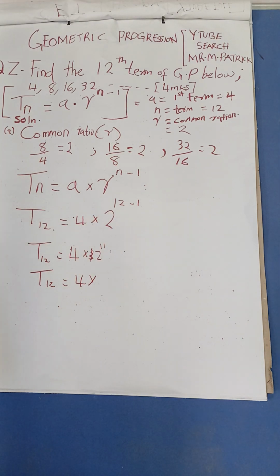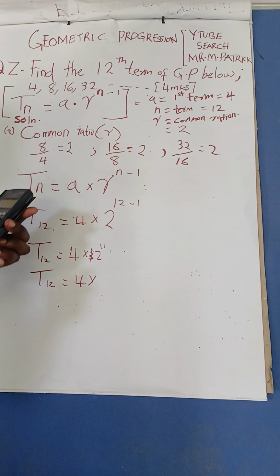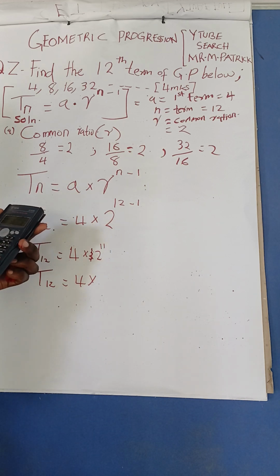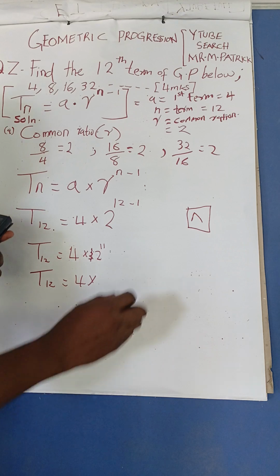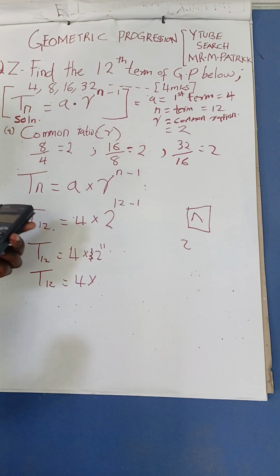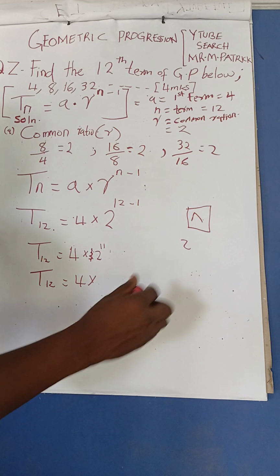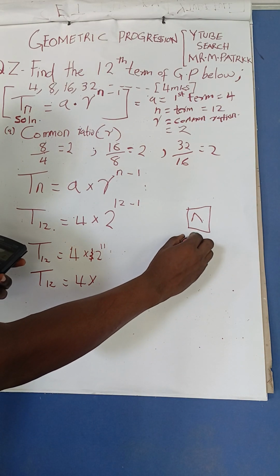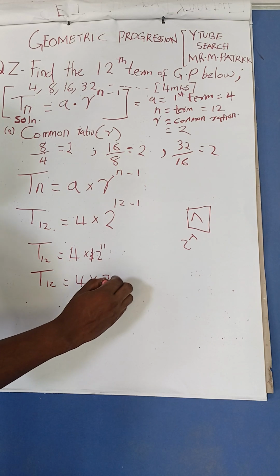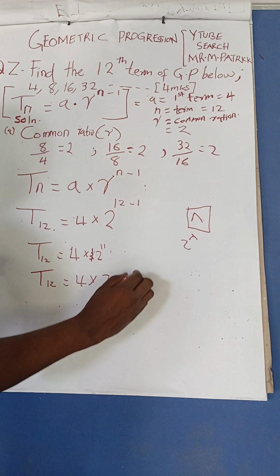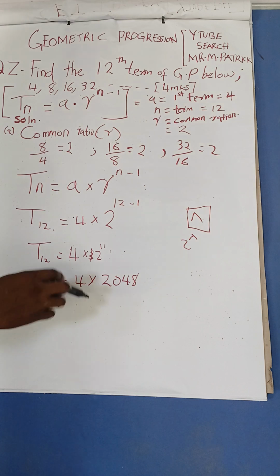Let me use my calculator. You can find a scientific calculator like me. You guys get your scientific calculator too. You have a key on the calculator like this. You just write 2, then press that one, then write 11. So I will have 2 raised to 11. I'm getting 2048.